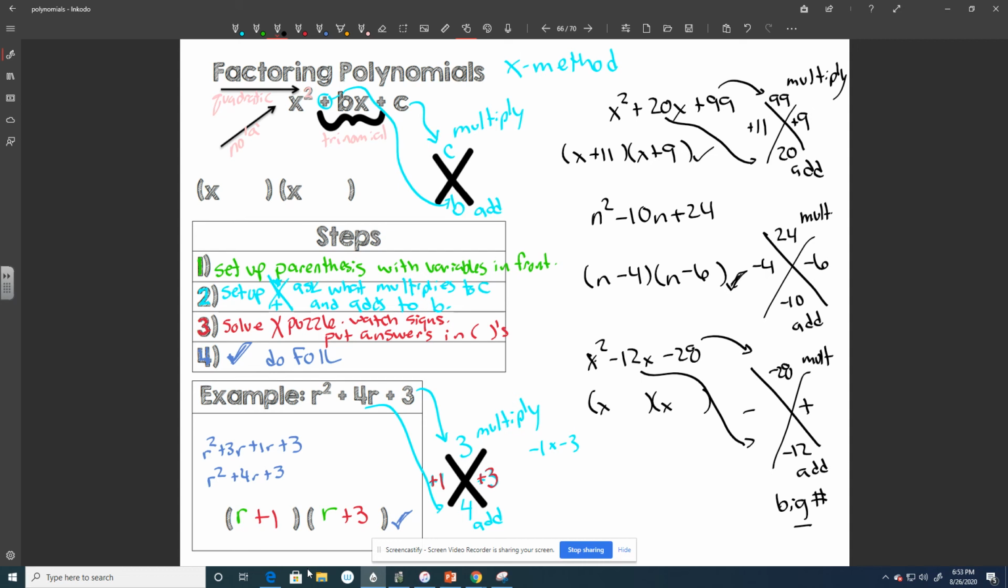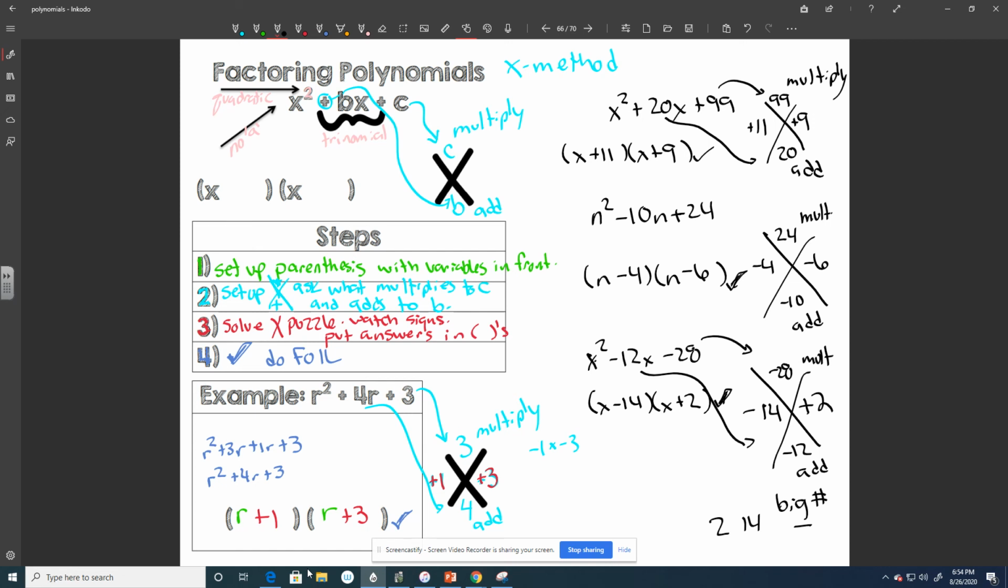So 28, what goes into 28? The first thing is it's even. So how about 2 and 14? Well, the bigger number is the negative, so the 14 is going to go here and the 2 would go here. Negative 14 plus 2 is negative 12. So those look like they might be the right answer: negative 14 and a positive 2. If I want to check my work, I can FOIL and find out that that's correct. Okay.